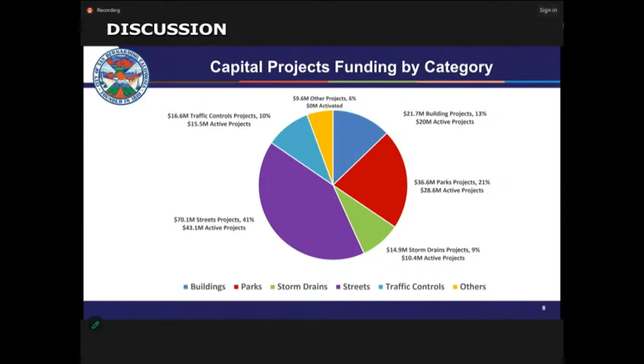Much like the previous slide, this slide is broken down by category and its respective funding. As was indicated by the total number of projects, Parks and Streets projects represent about $107 million of the city's CIP budget, which is 62% of the overall budget. We also provided funding by the active projects. So as I mentioned in the previous slide, there are a number of active projects. So in the streets projects, of the $70 million total budget, 43.1 million are of active projects.